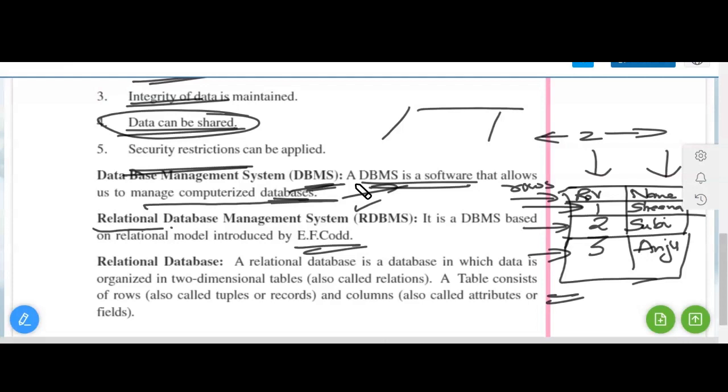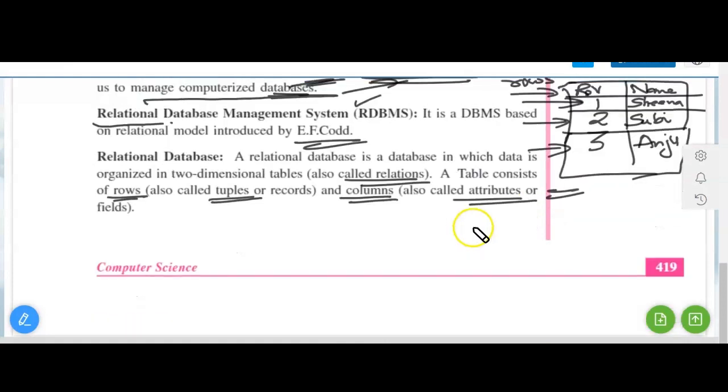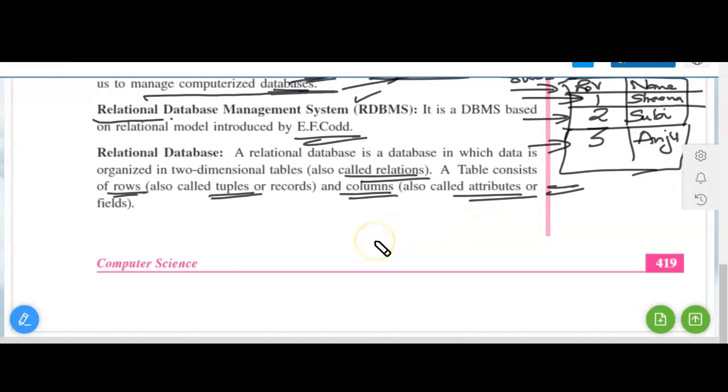Next comes relational database, and as I told you, relational. So this table, when it comes to relational database management system, we call the table as relation. The rows we name it as tuples, and column we call it as attributes. These are the 3 terms we have to take care in relational database management system.